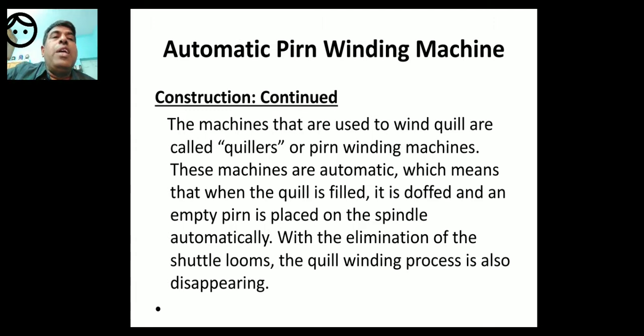So quillers or pun winding machines are the same. These machines are automatic. What does it mean by automatic? Doffing and donning are automatic. What is doffing?